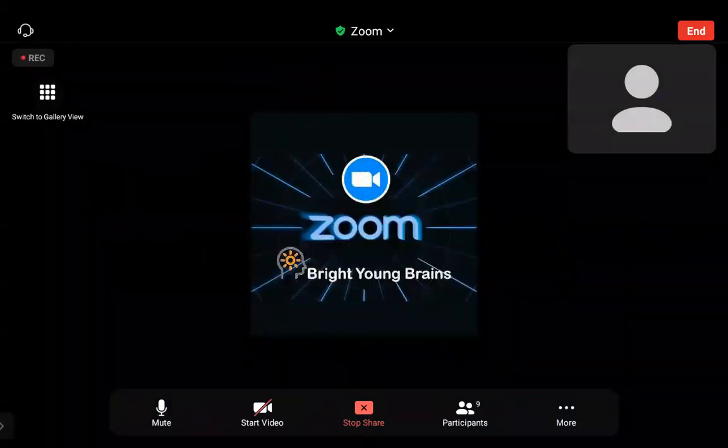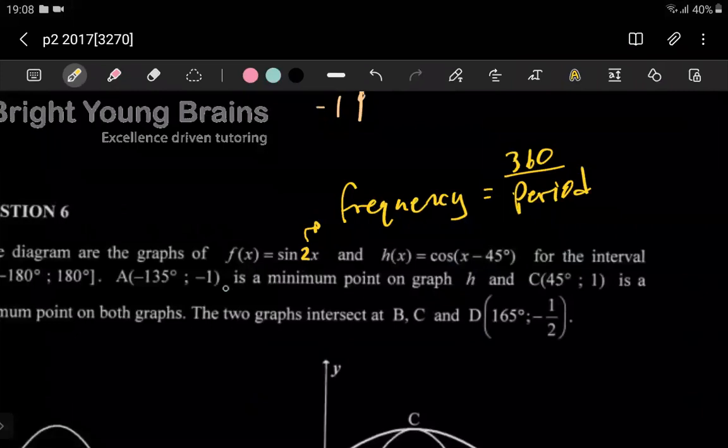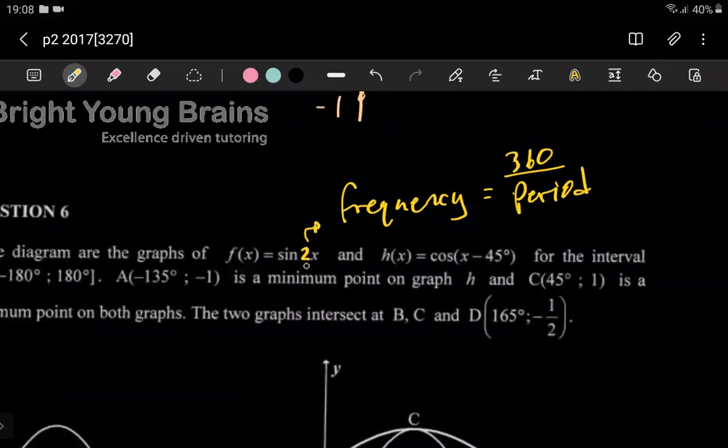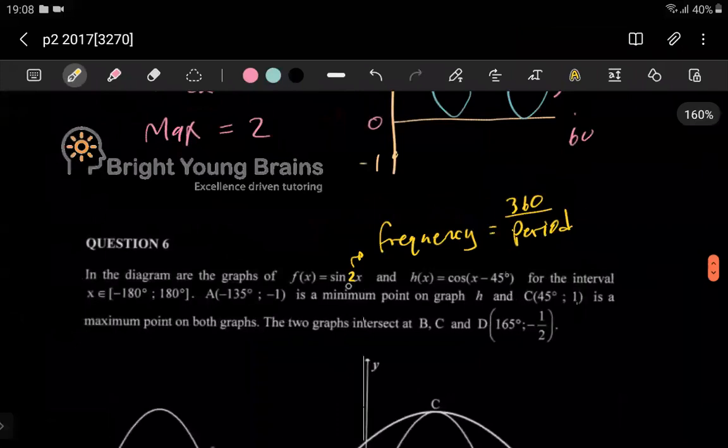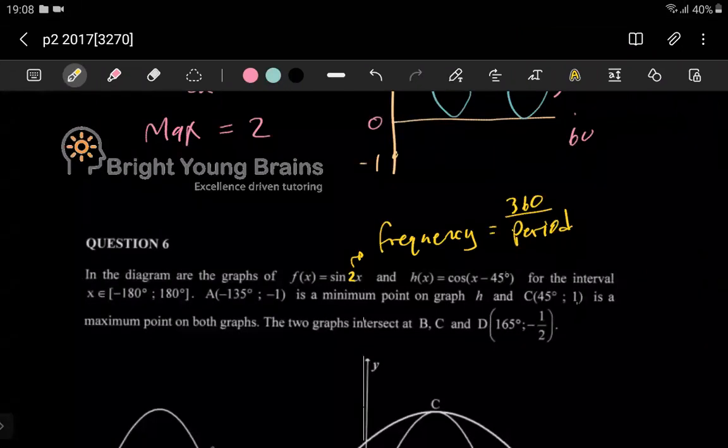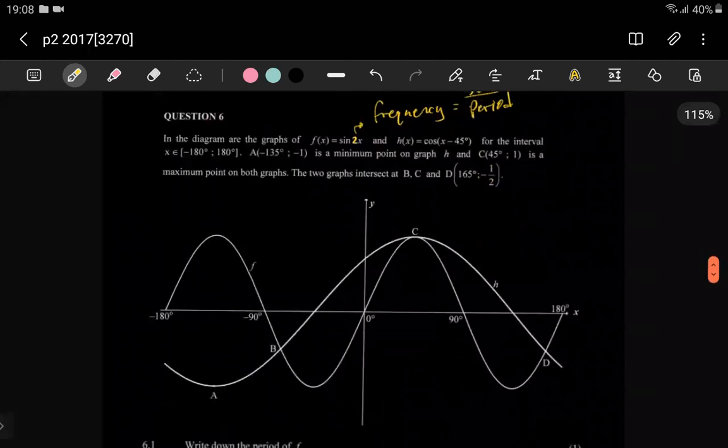Sembo. Anyways, we were mentioning that f of x is equal to sine 2x. The 2 here stands for frequency, and frequency has a formula. Frequency refers to how many times you are going to see your graph in a space of 360 degrees. Putting it simply, this is the graph of f. If you look closely, between negative 180 and positive 180, that's a space of 180 degrees.